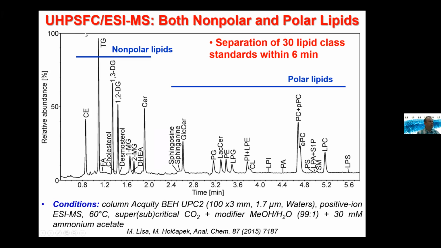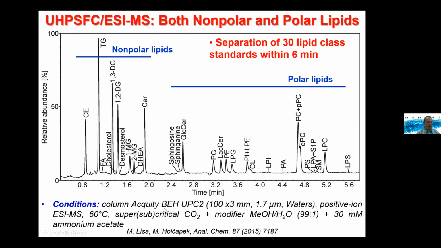Here you see our first paper on ultra high performance supercritical fluid chromatography MS analysis of both nonpolar and polar lipid classes. Within less than 6 minutes, we are able to separate 30 lipid classes or more. The important issue is that there is a very nice separation also for nonpolar lipid classes, and this is why we favor this method over HILIC, because in HILIC all these classes would be coeluting in the void volume of the system. So we can do both. Conditions are published here: supercritical or later subcritical carbon dioxide with methanol modifier, a small amount of water, and also an ionic additive.